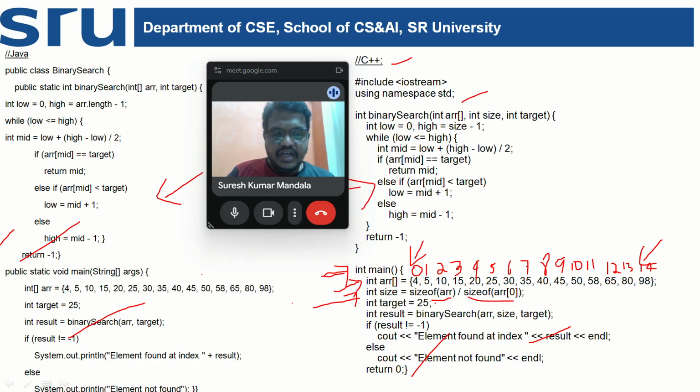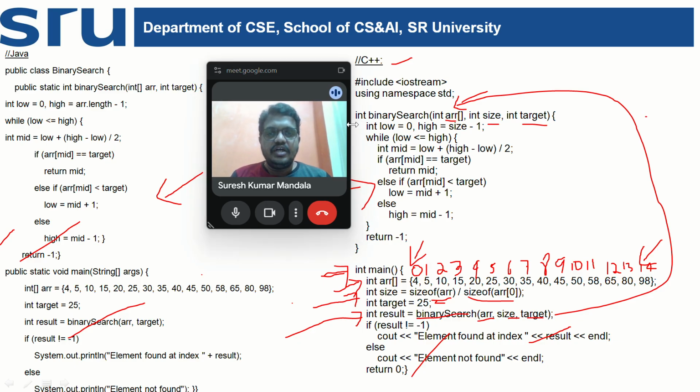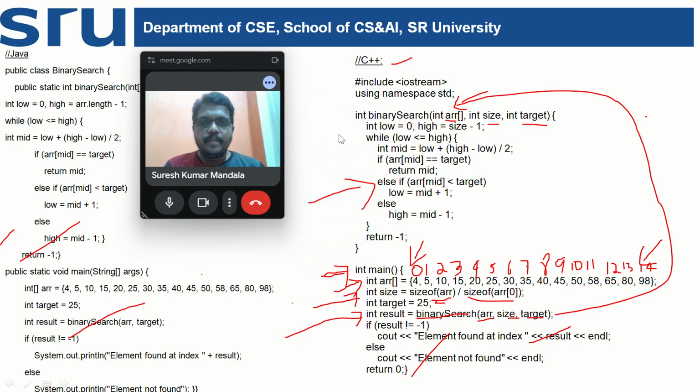Then the next target value is 25. Next, what are we doing here? In int result, the binarySearch function is called with three parameters: array, size and target. The function call happens here. The control jumps from this line to this line. The three parameters array, size and target will be assigned the specified values. Then control enters the inner function.